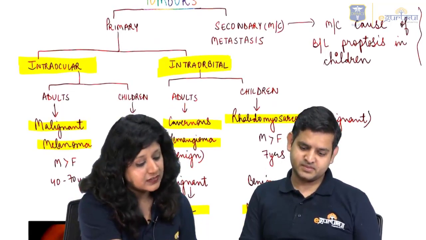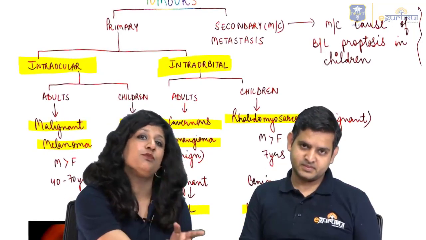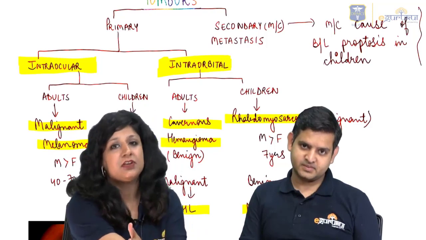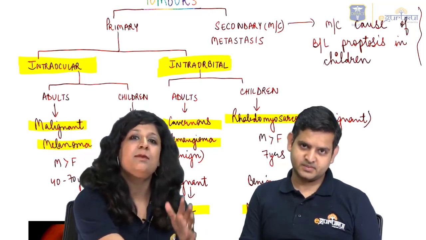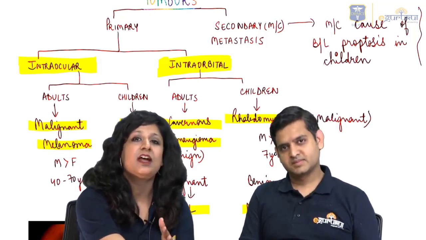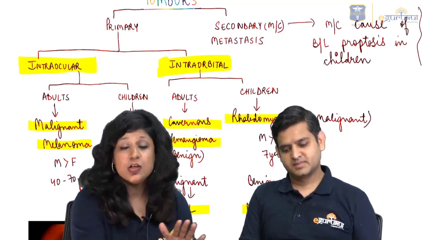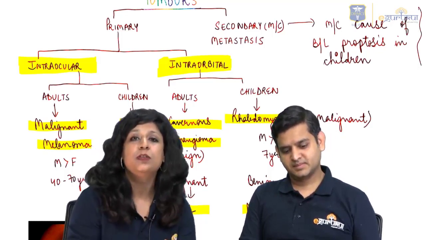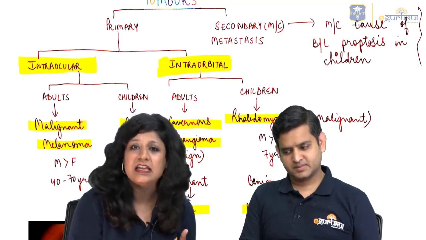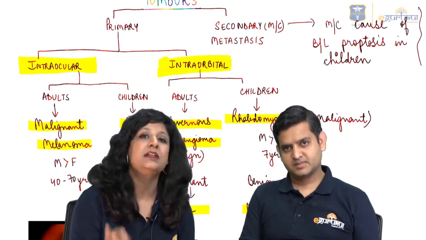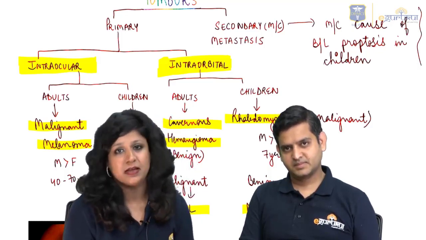To begin with, you have 2 kinds of tumors, primary and secondary, and it is the metastatic tumors which are actually most common in the eye. So the first very important MCQ: the most common tumor of the eye is the metastatic, secondary tumor, and not the primary tumor.